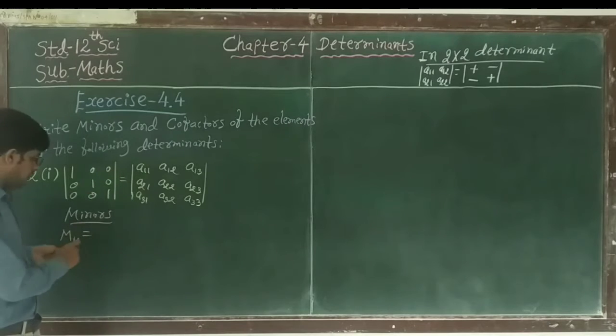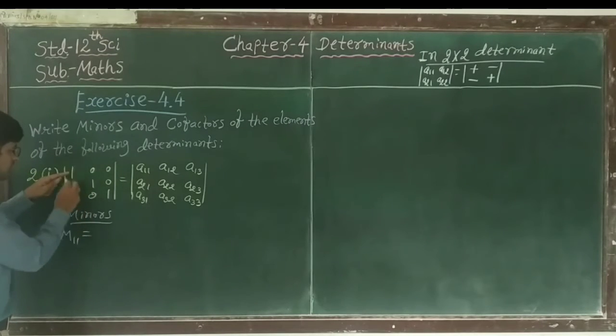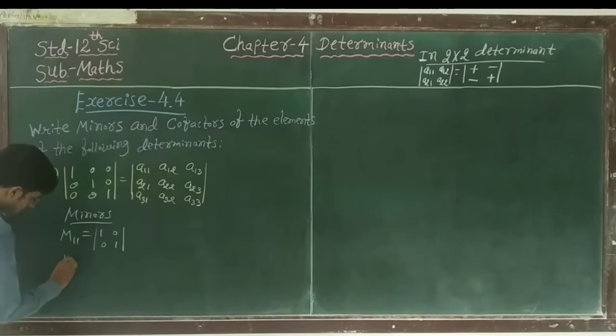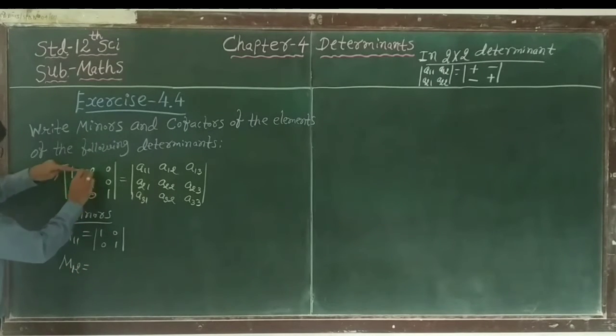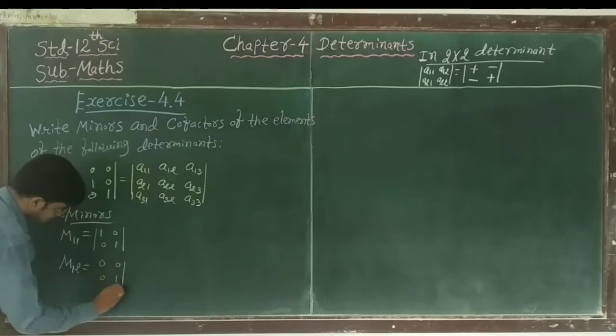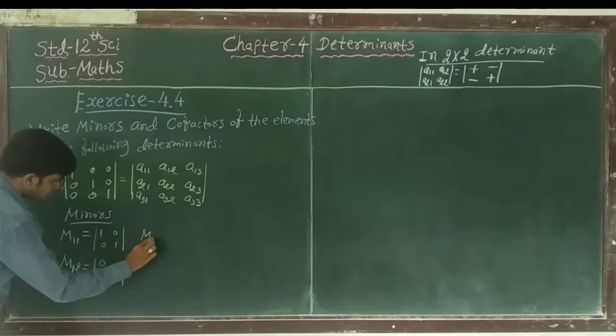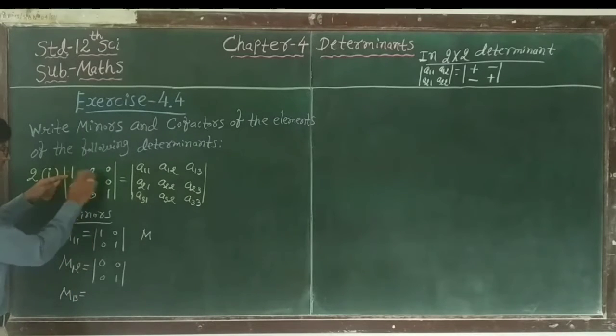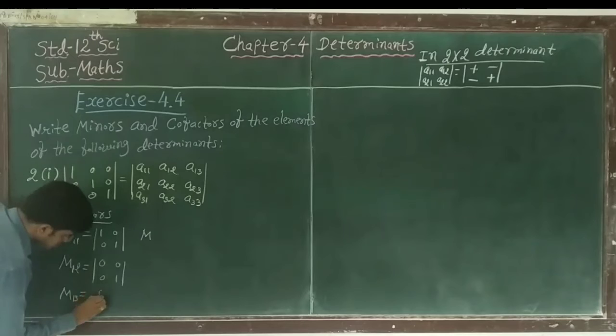So M11 is equal to: we remove first row, first column. So it gives 1 0 0 1. Next, M12 means we remove first row, second column. It gives 0 0 0 1. M13: we remove first row, third column. It gives 0 1 0 0.